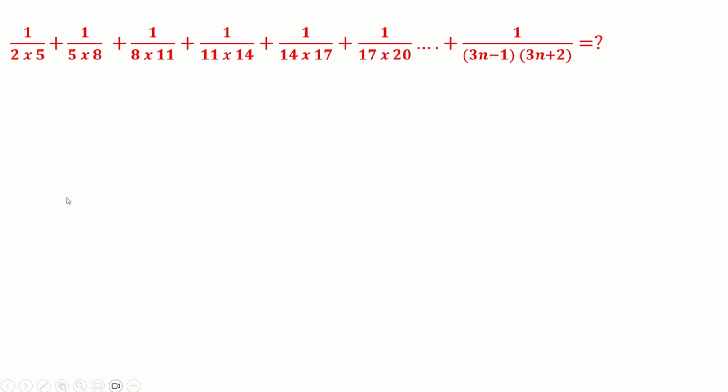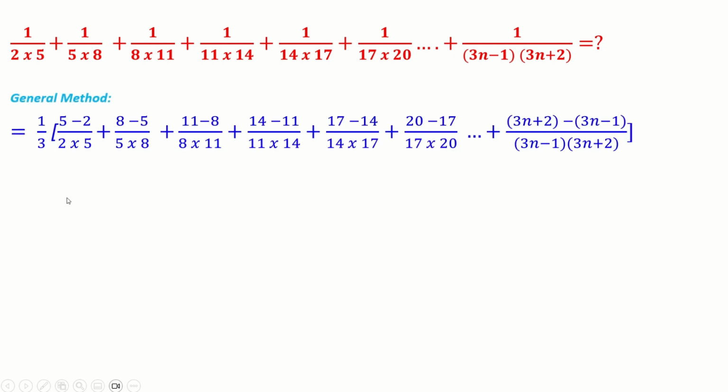So, the general method. You know the denominators have a difference of 3. So you take the two numbers in the denominator and make a subtraction of those two numbers in the numerator. That means 3 is added to the numerator, so we should divide by 3. So I added a 1 by 3 for the whole expression. The expression now becomes 1 by 3, and the first term becomes 5 minus 2 by 2 into 5, plus 8 minus 5 by 5 into 8, and so on.